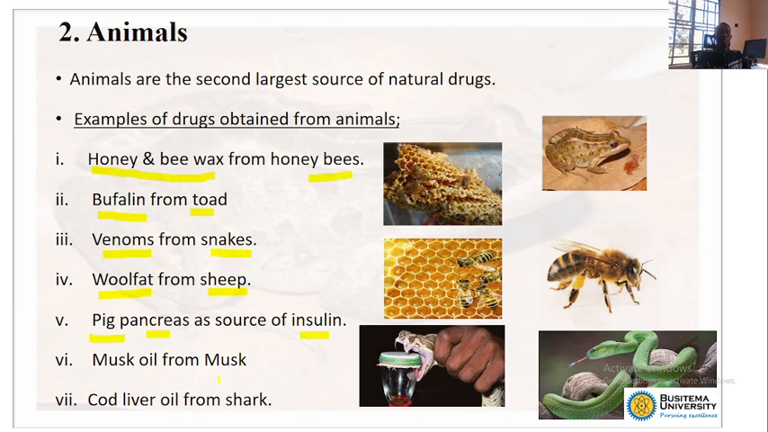Then we have the musk deer giving us musk oil, and cod liver oil from the sharks. Those are some of the drugs that we obtain from different animals. So animals are one of the sources of natural drugs or crude drugs, though plants are the largest. Remember, we said the plants provide us with most of the drugs. We see animals also provide us with some drugs.